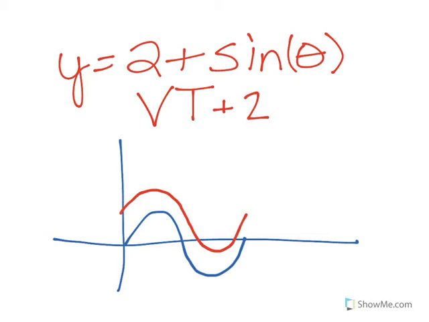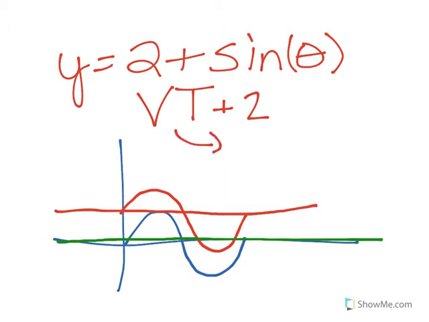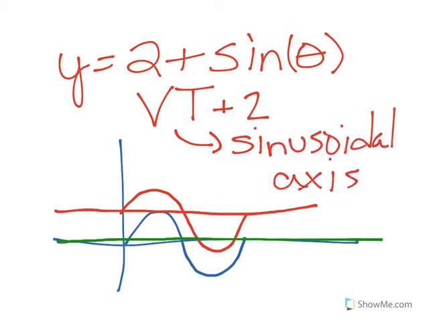Next is going to be a vertical translation plus 2. On the original, the sinusoidal axis was here, and after that vertical shift, the sinusoidal axis shifts up that way. So a vertical translation changes the sinusoidal axis. So question 2 is, which feature of the graph changes when you do a vertical translation?